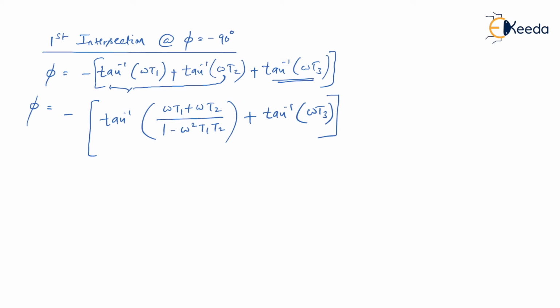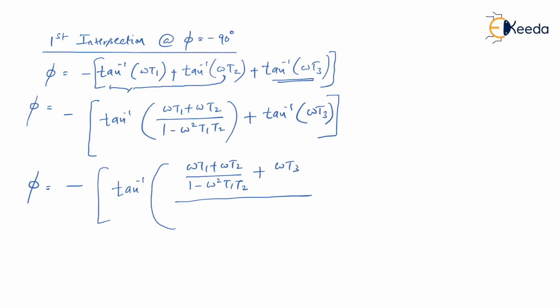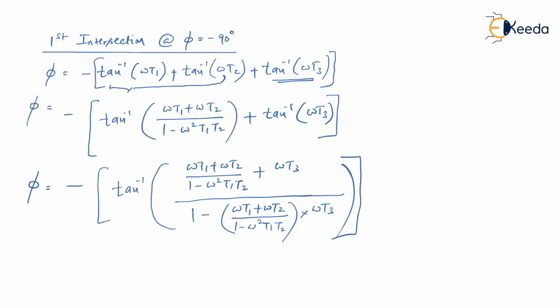Now considering this one as another expression for tan inverse of a plus tan inverse of b, I can club this together. So now the phase angle will become minus of tan inverse of, again a plus b, so it is omega t1 plus omega t2 divided by 1 minus omega square t1 t2. This is a plus b, which is omega t3, whole divided by 1 minus a into b. So let me write again: omega t1 plus omega t2 whole divided by 1 minus omega square t1 t2, multiplied by omega t3. Yes or no?